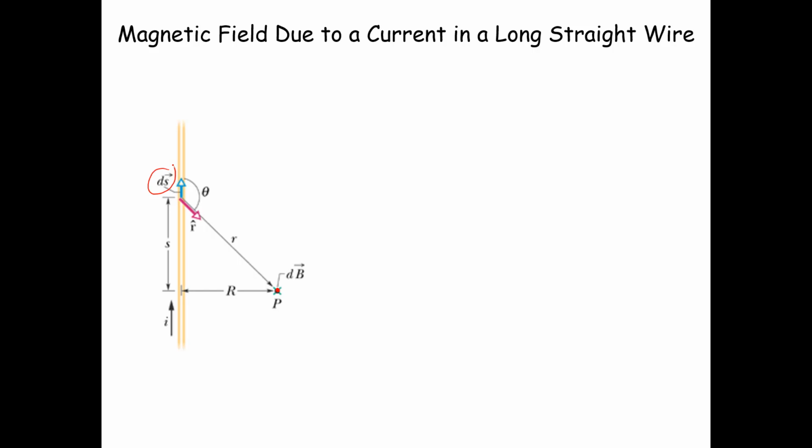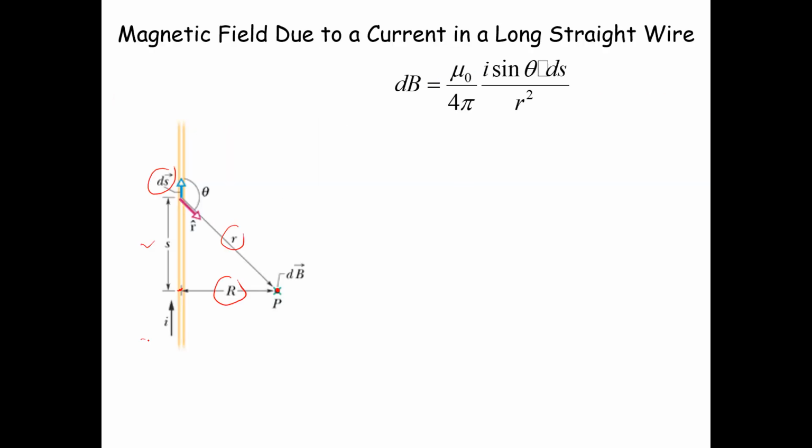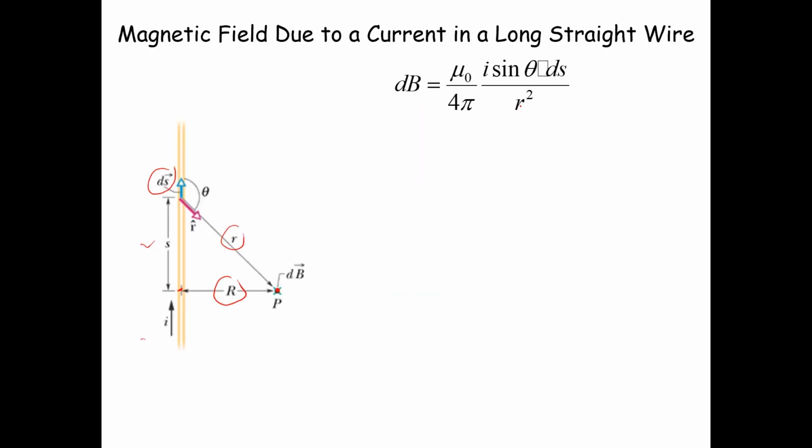The distance between ds and P is small r, and the distance between P and the long wire is big R. The distance from ds to this point is s, and the current is I. So we look at the Biot-Savart law that we talked about before. dB is equal to, we can see, ds cross r, and we can replace it with sin theta.